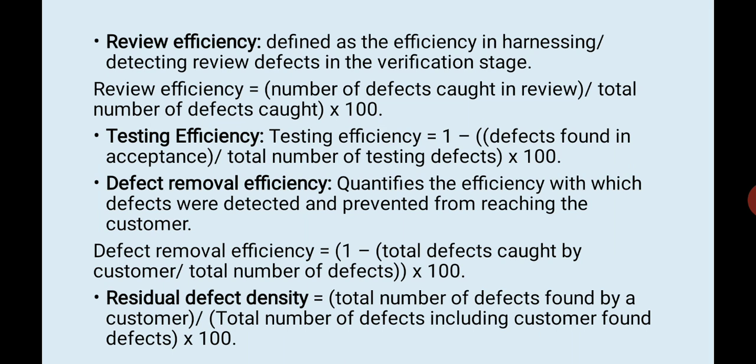Defect removal efficiency quantifies the efficiency with which defects were detected and prevented from reaching the customer. So defect removal efficiency is equal to 1 minus total defects caught by customer divided by total number of defects, into 100. Residual defect density is given by total number of defects found by a customer divided by total number of defects including customer found defects, multiplied by 100.